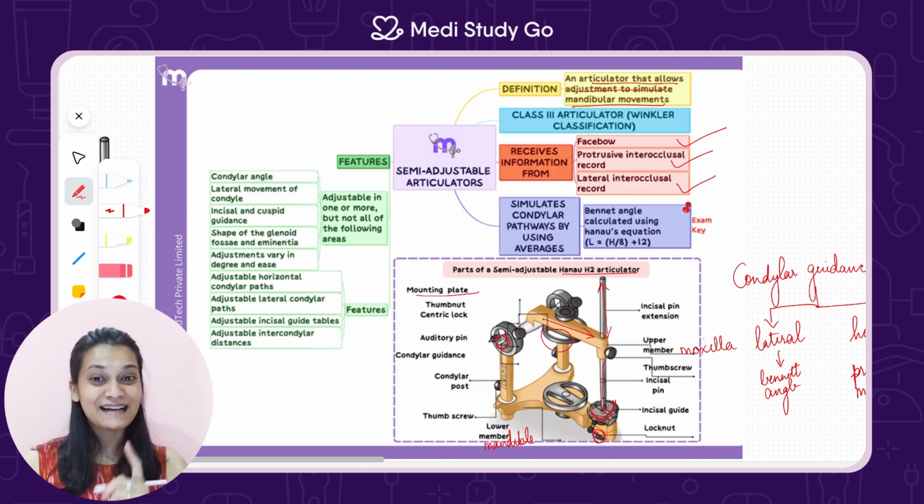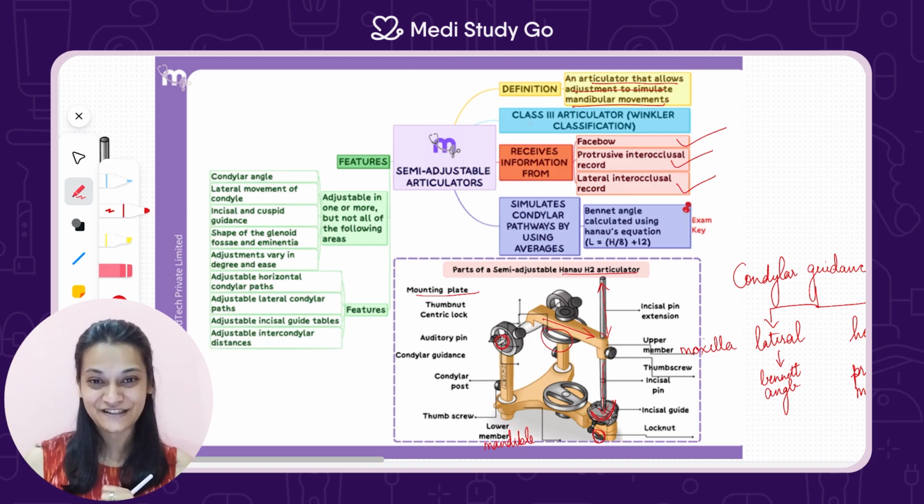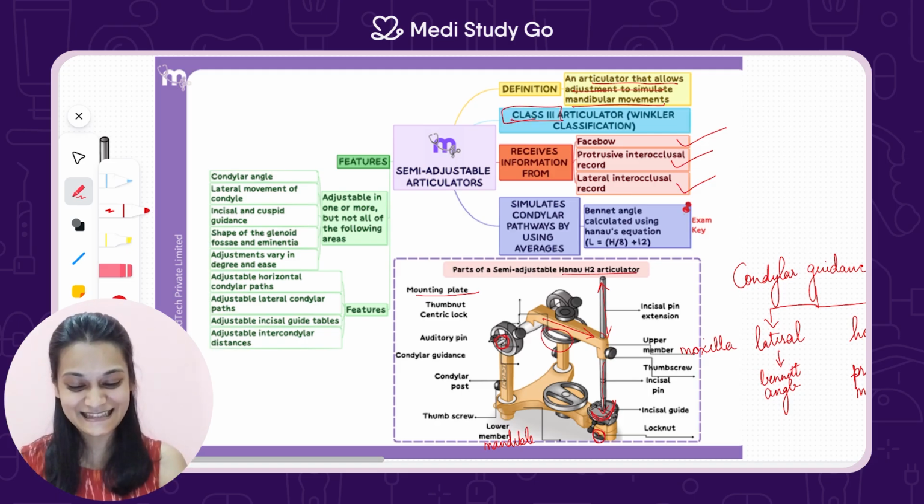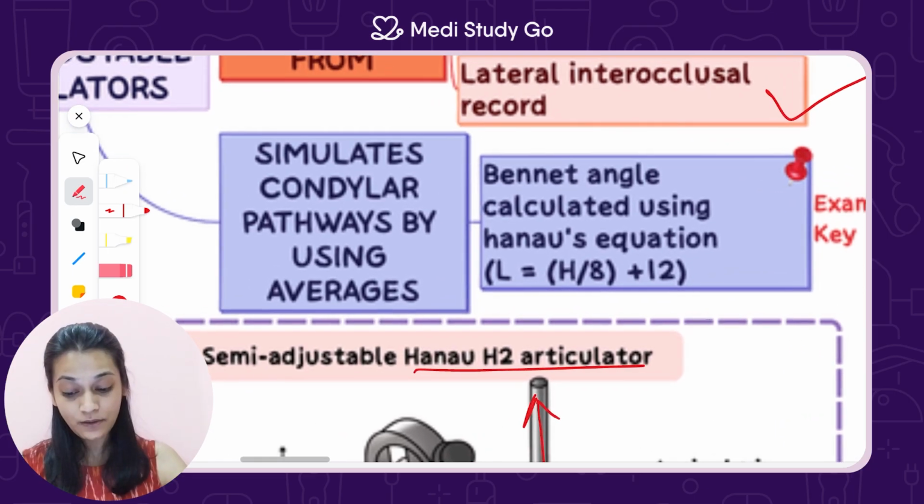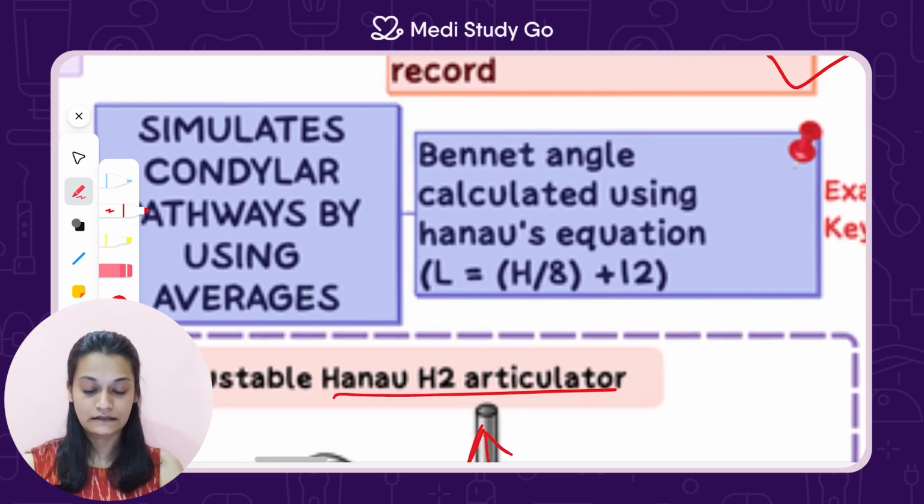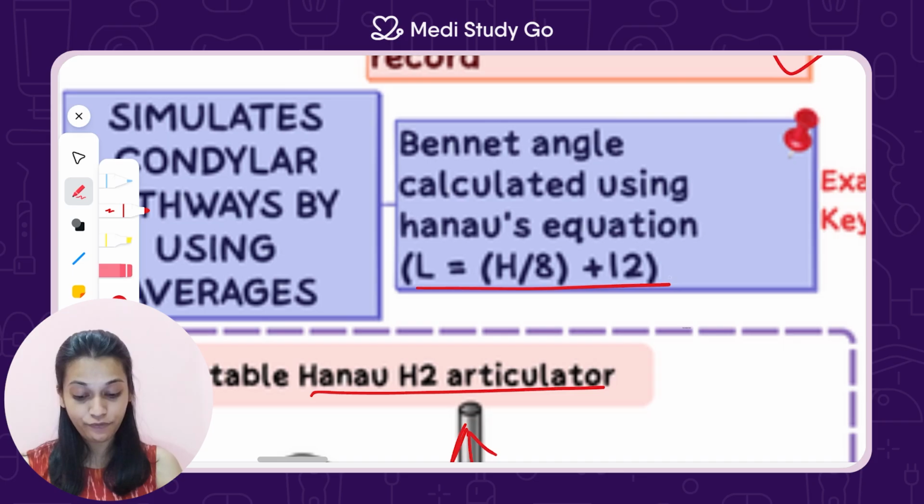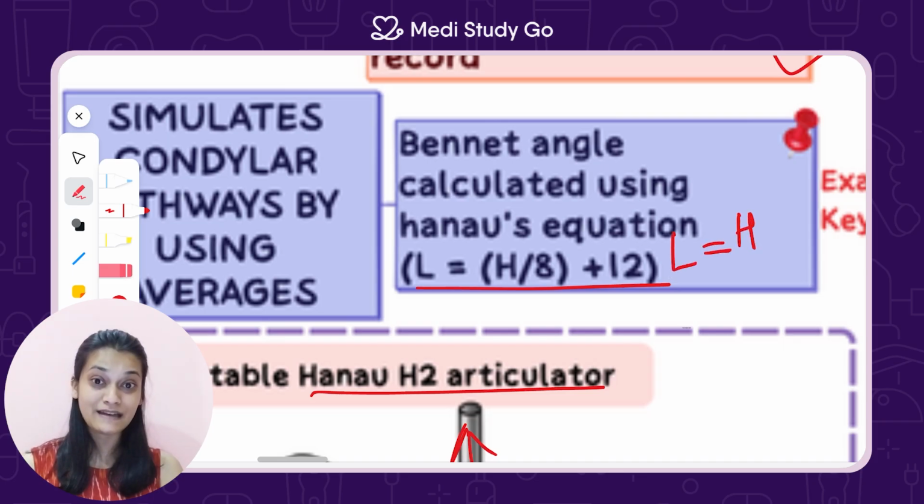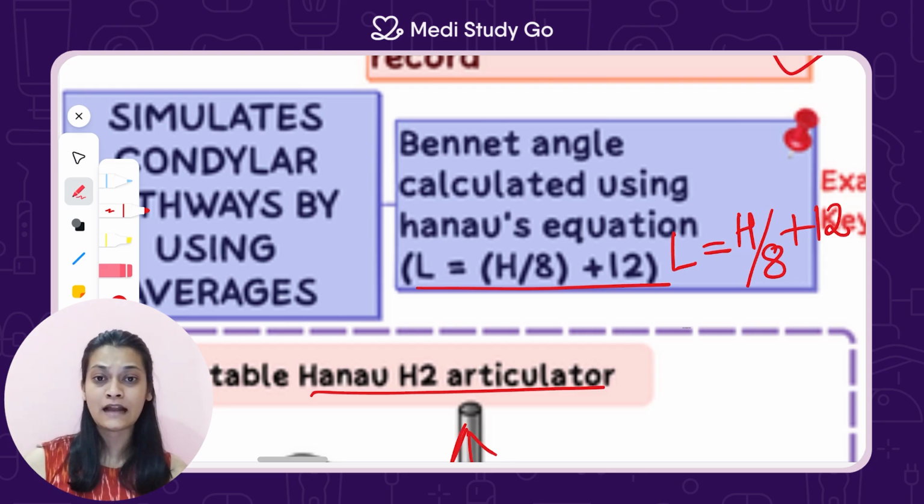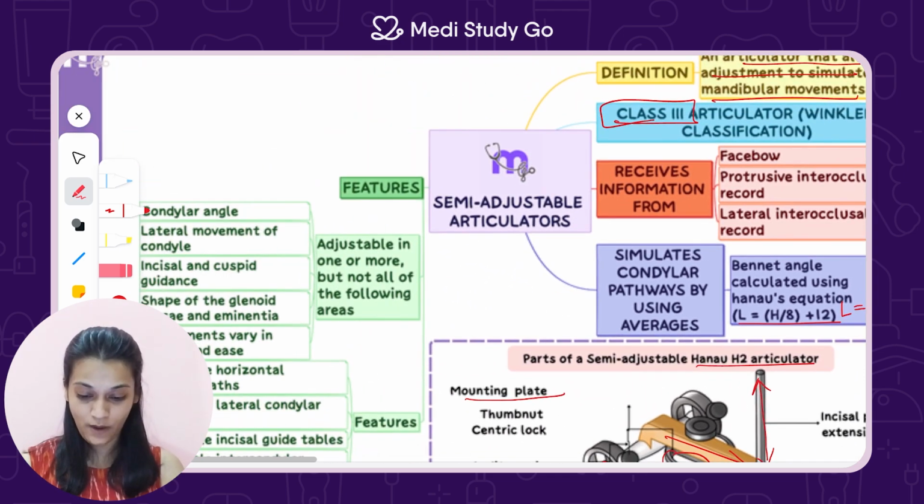And I asked a question, right? Winkler's classification. So now can you tell me? Yes, it is class 3. Talking about the Bennett angle. It is calculated using a formula and it is also known as Hanau's formula. So lateral condylar guidance is equal to horizontal condylar guidance plus 12. So I want you to understand that this is calculated by taking multiple mean values and coming to one value.